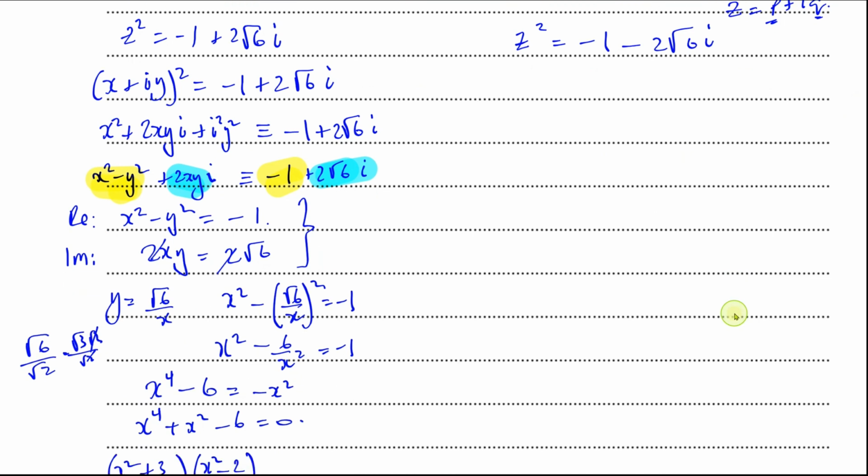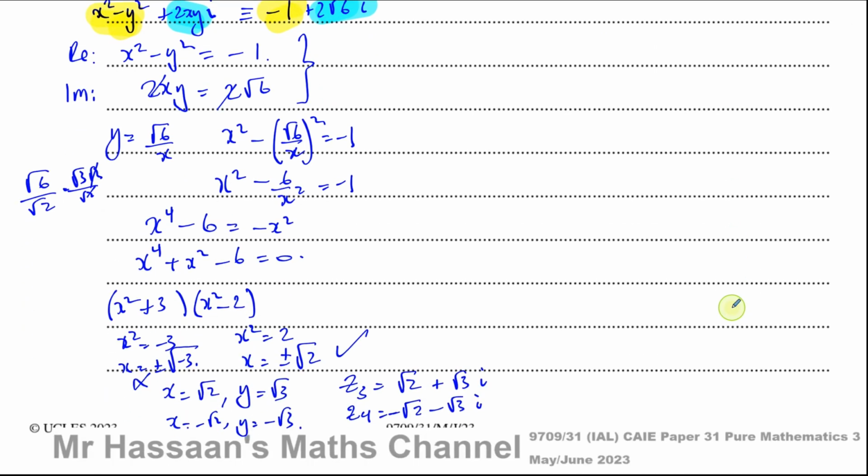But to save time, we know that the roots come in conjugate pairs. So if z1 is root 3, then z2 is going to be minus root 3. And z3 is equal to root 2 plus root 3i. I've called z2 this, z3 this, and z4 is equal to minus root 2 minus root 3i. These are the ones that we found.